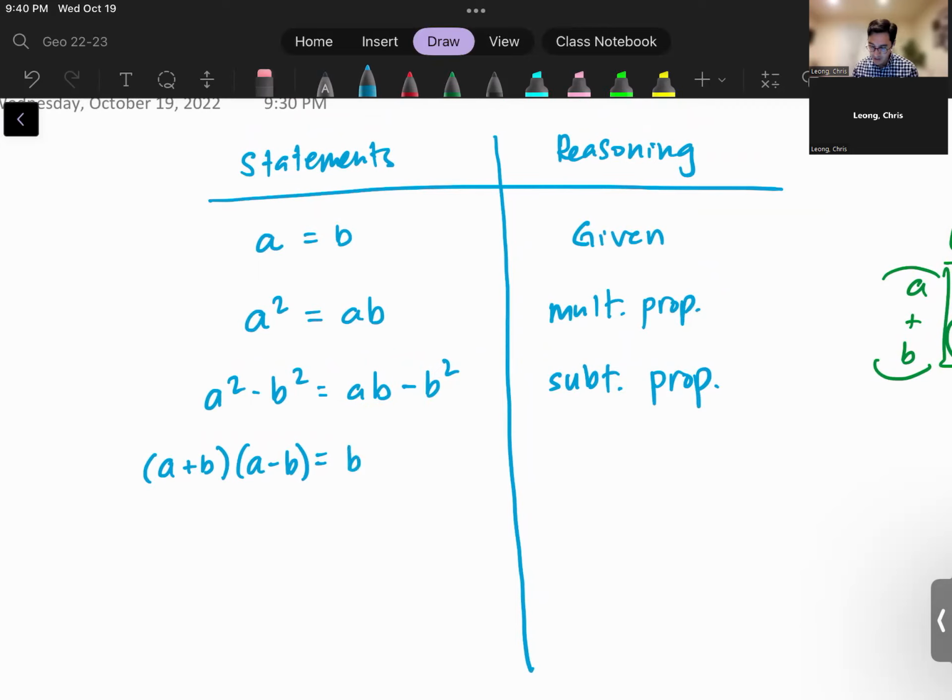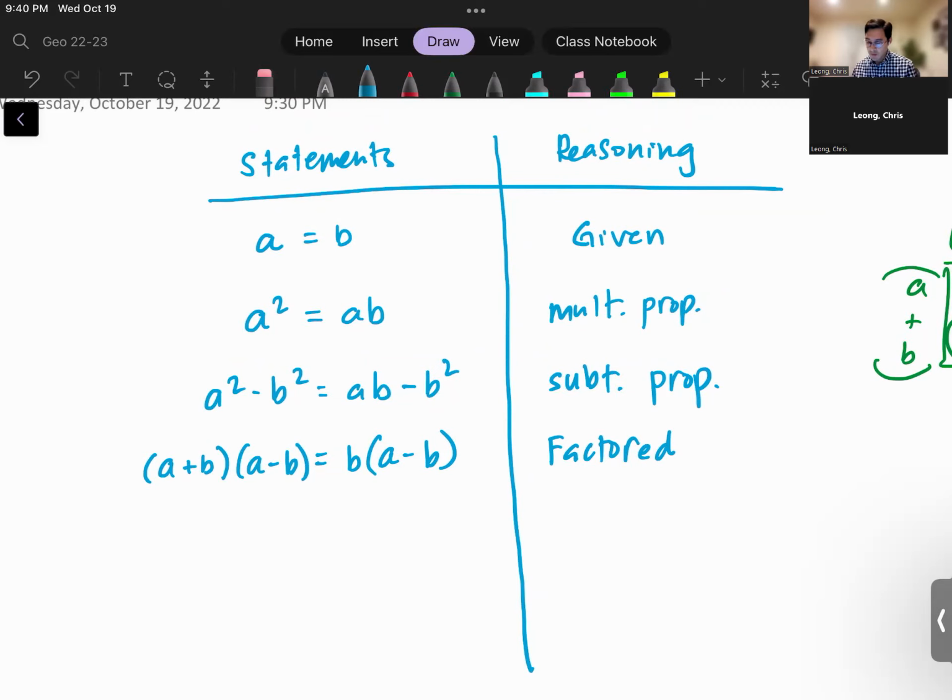So we'll have b there, and then we're going to have a minus b, right, are the factors that are left over. All right, now what am I going to write for the reasoning? I'm just going to write a description of what I did. I factored. Okay.